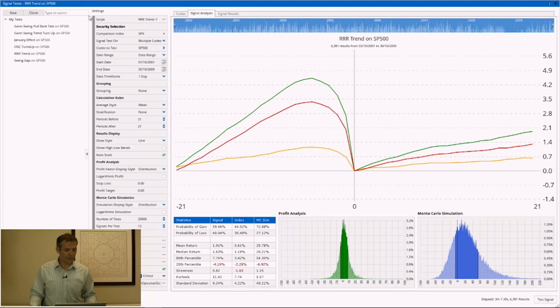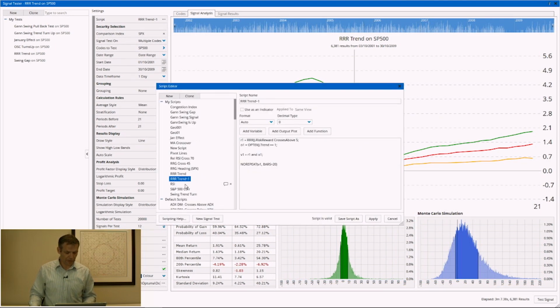So we go to the signal tester. I'm going to leave this set up and just reuse this test. Normally I wouldn't do that, I'd create a new one, but I just want to make sure that I'm comparing apples with apples, so using the same period, etc. I already had that saved.